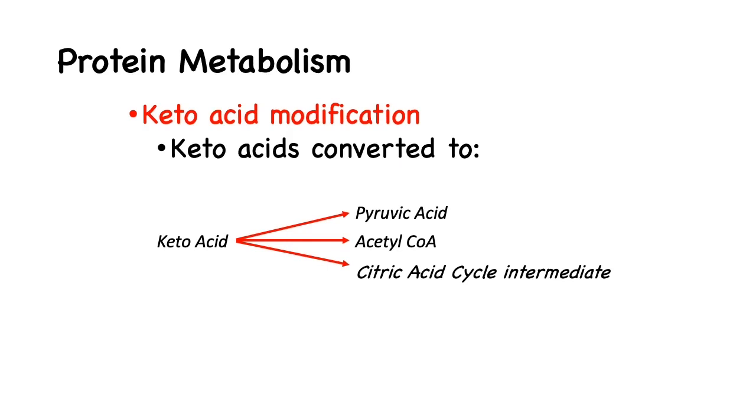If it is converted into an intermediate within the citric acid cycle, such as alpha-ketoglutarate, it can be used to make additional ATP. So we can take proteins, break them down into amino acids, convert the amino acids into keto acids, and then convert those keto acids into other molecules that can be used either to make triglycerides, glucose, or be used to make additional ATP.